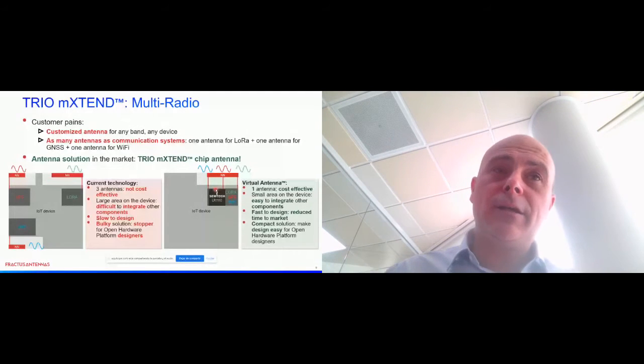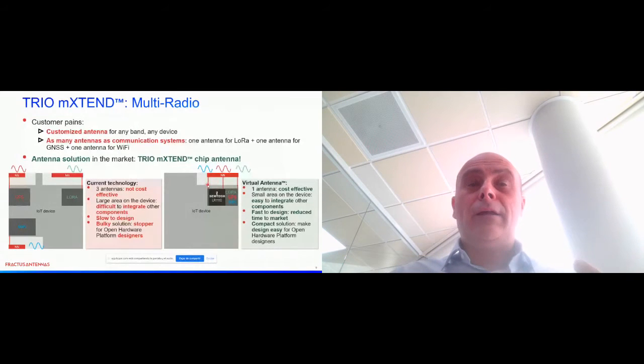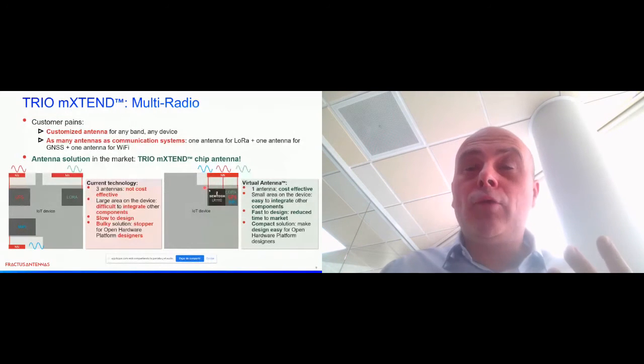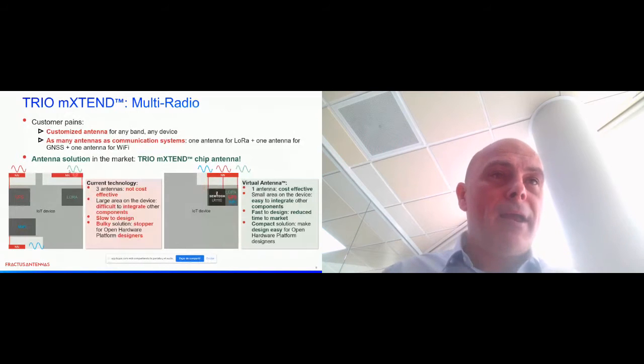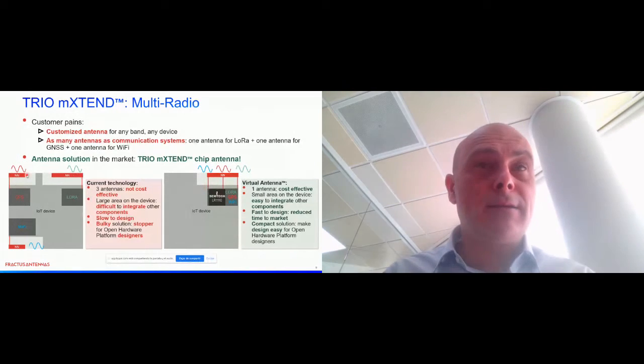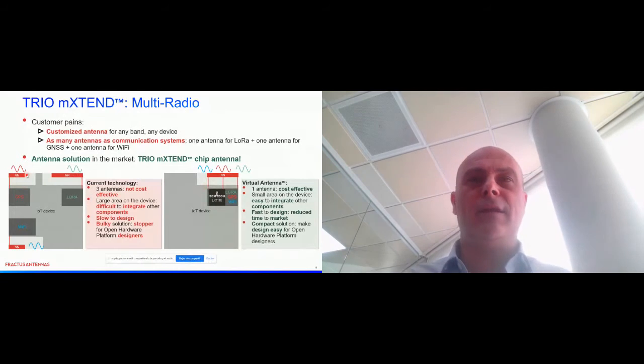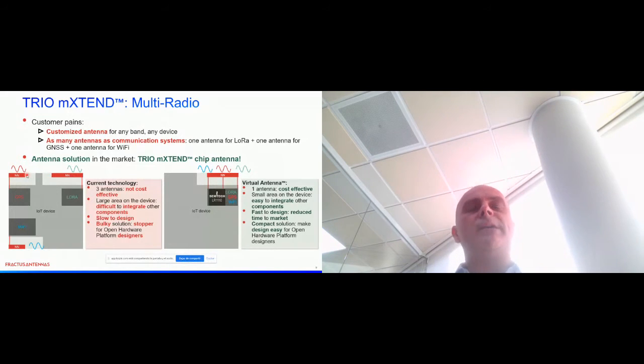You don't need 3 antennas. You only need 1 antenna. You only need a small area to integrate. In this case, you need area in a small IoT device, and these devices are very small, so it's difficult to integrate several antennas. This is faster to design, and it's a compact solution. So it's easy to scale with this approach of the Trio MX10.